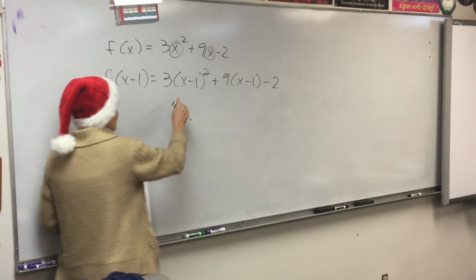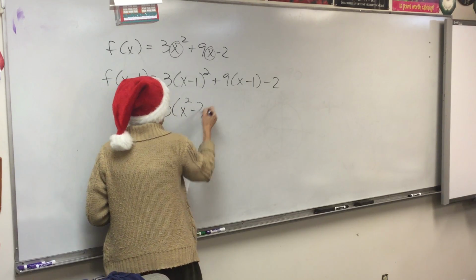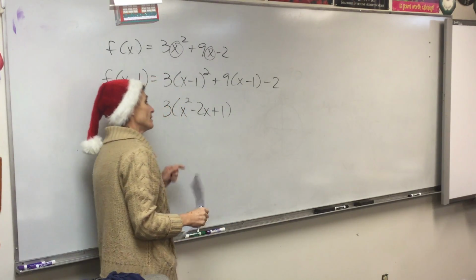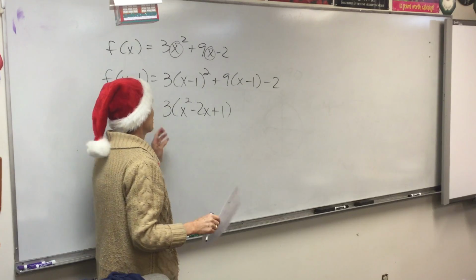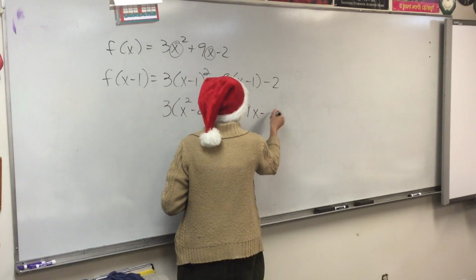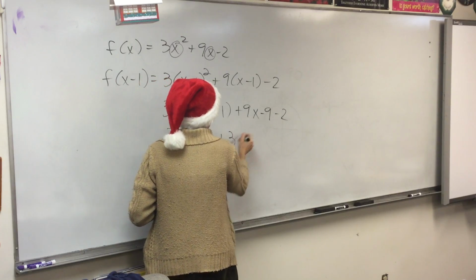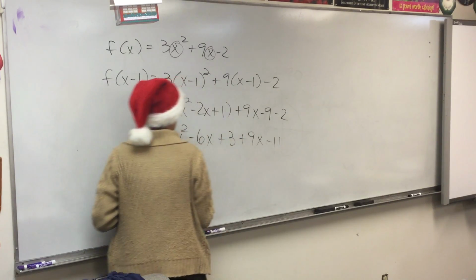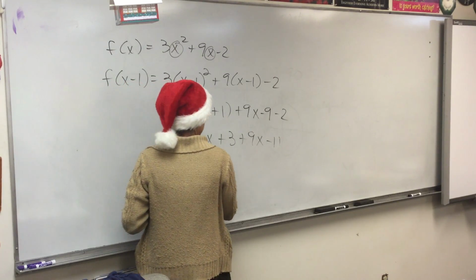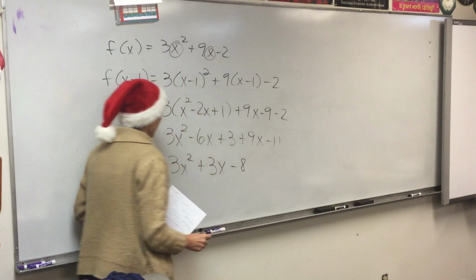And then I recognize this is a square. So x squared minus 2x plus 1. I have to FOIL that. Please do not do whatever weird things you do. FOIL that. That's a FOIL. And then we'll distribute. And then we'll collect like terms. And we will get our final answer, which is 3x squared plus 3x minus 8. Is that right?